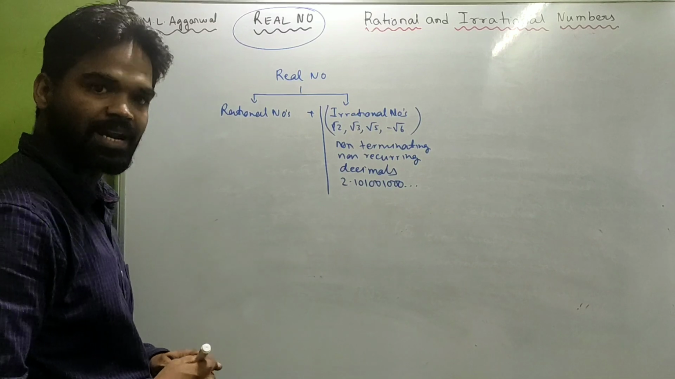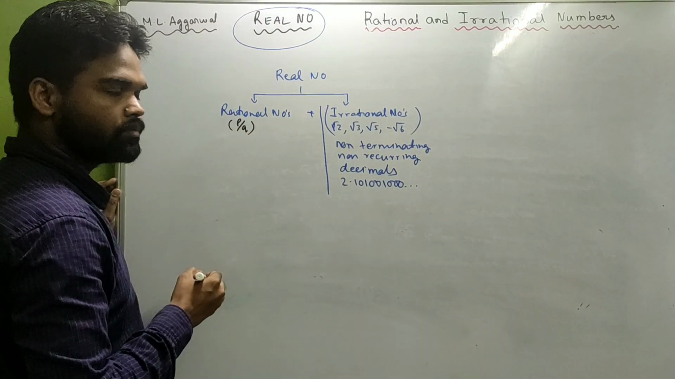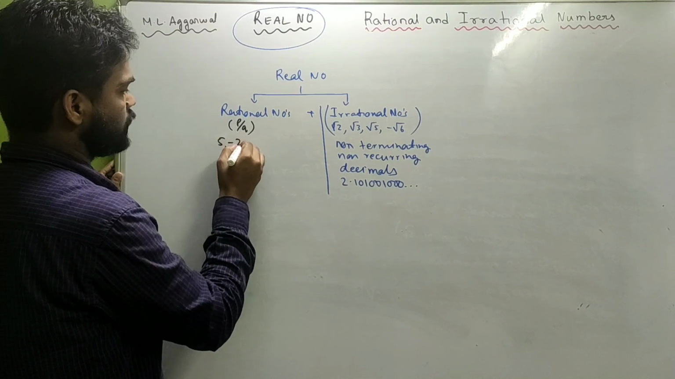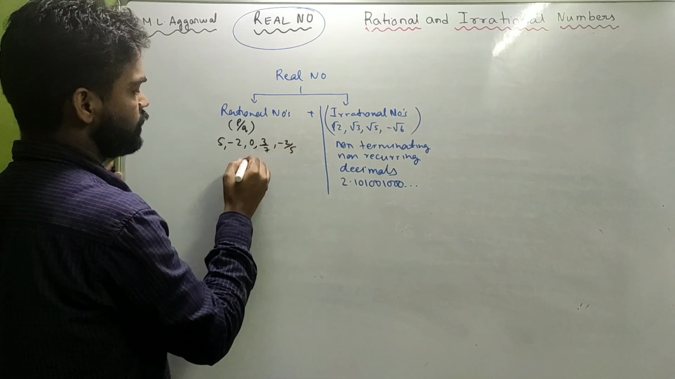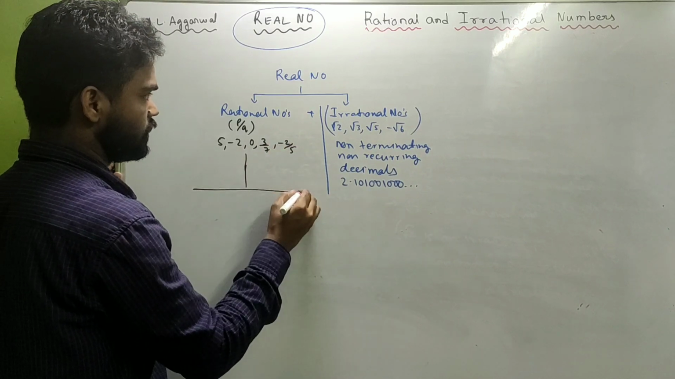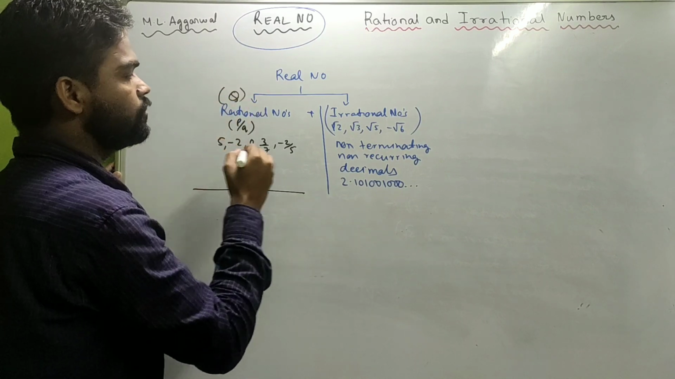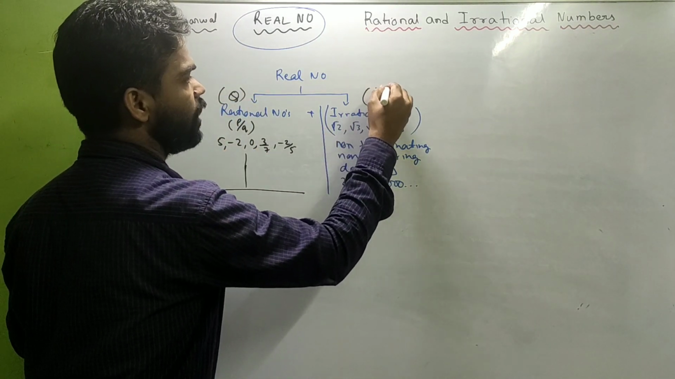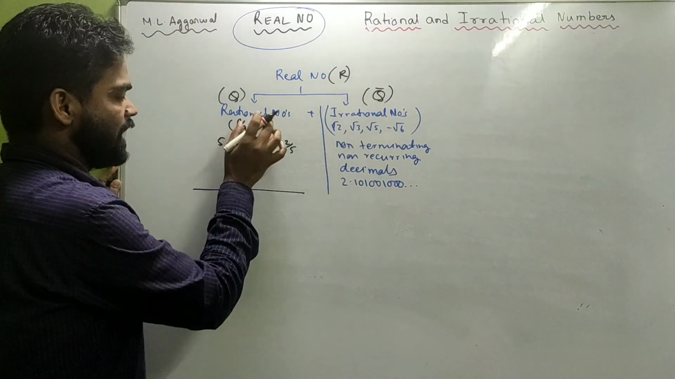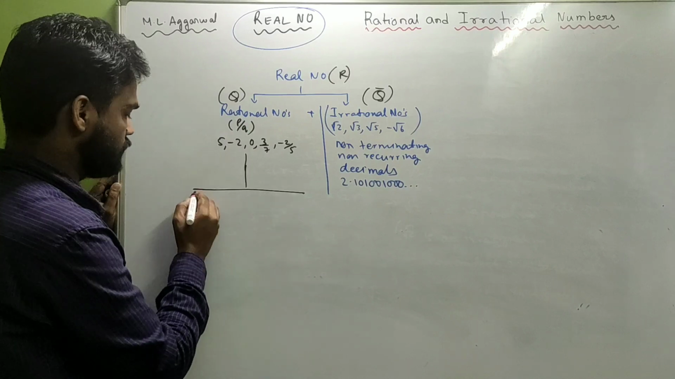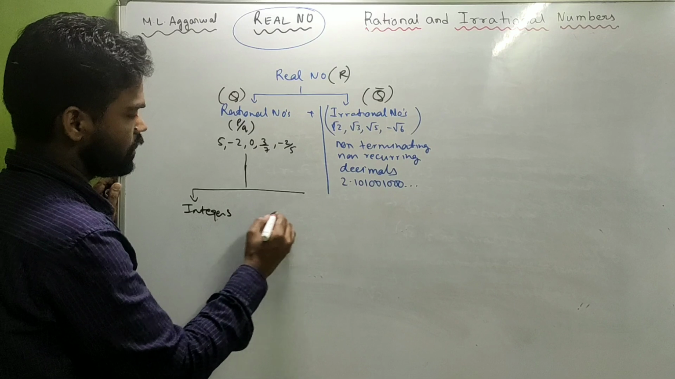When you talk about rational numbers, any number which can be written in the form of p by q, for example 5, minus 2, 0, 3 by 7, minus 2 by 5. Be careful, rational numbers are denoted by capital Q, irrational numbers by Q bar, and real numbers by R. Remember that. Now rational numbers can be further divided as integers and non-integers.